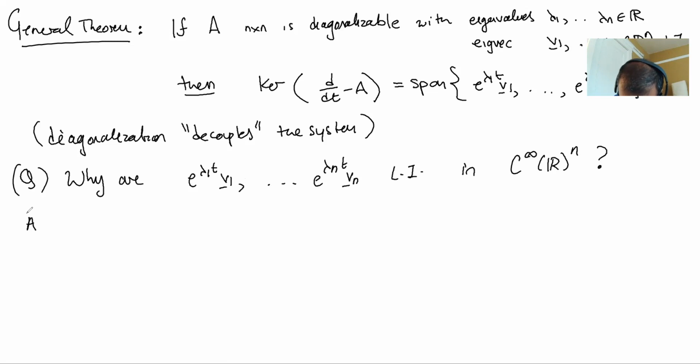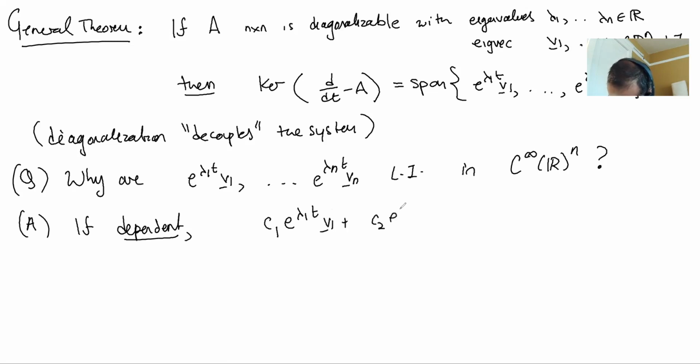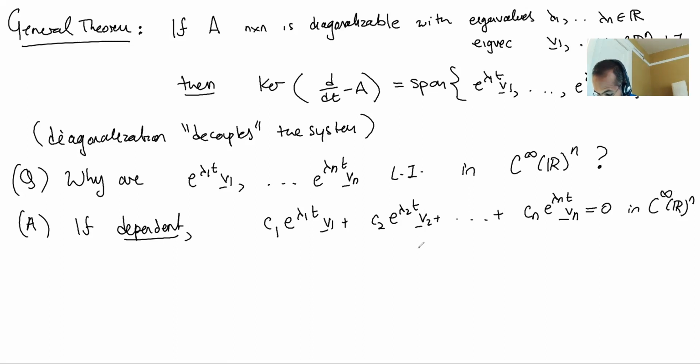Well, let's look at this. Let's assume they were linearly dependent. So if dependent, then you follow the definition, then this happens: c1 v1 plus all the way up to cn vn equals 0 as functions. So this means that this is an identity that's true for every t. Now I'm trying to claim this is impossible. Why is it impossible? So for some c1 through cn, not all 0.